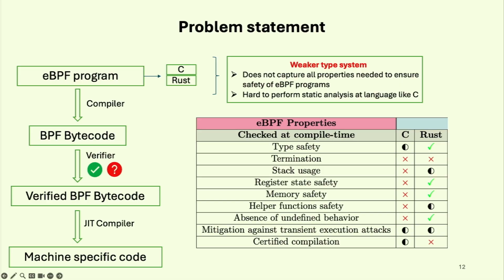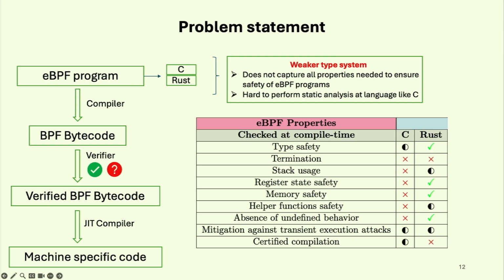For stack usage, the circle represents partial reasoning about this property at compile time. For example, for Rust, because it has a strong type system, it can avoid situations like buffer overflow. But if we want to reason about a property like bounded stack space, whether Rust can reason about it or not is still questionable. Another property is memory safety. C is not known to be a memory safe language, but because of Rust's ownership, lifetime, and borrowing features, we can say that Rust is a memory safe language.